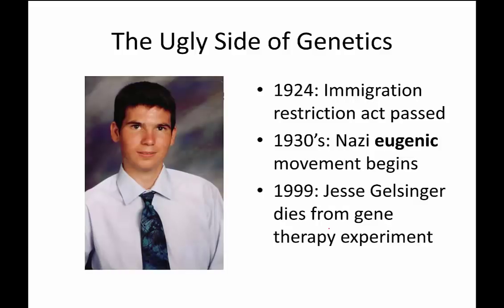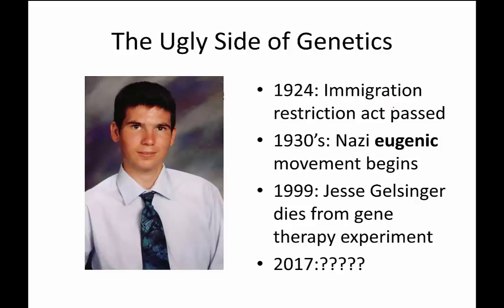In more recent times, in 1999, we actually have the death of Jesse Gelsinger. This is due to a gene therapy experiment. Essentially we were trying to edit his genes. And this led to his untimely death. His death was really due to the poor practice of the scientists, as well as an immature understanding of the genetics behind how this works.